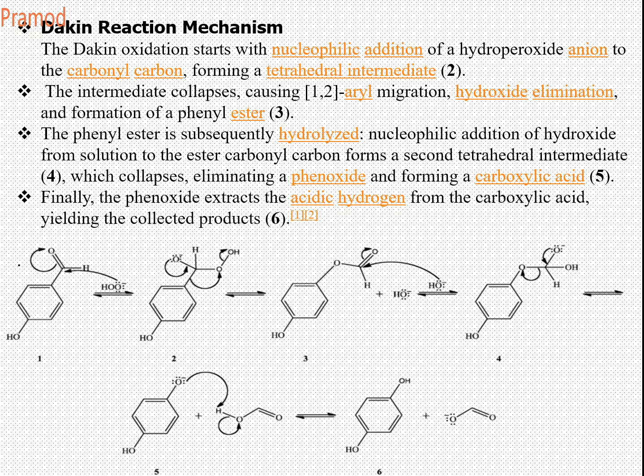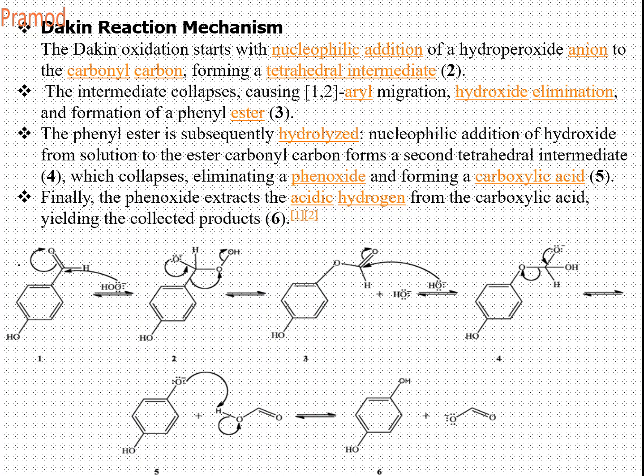The phenoxide ion, being basic in nature, abstracts a proton from the carboxylic acid, yielding the product, which in this case is a quinol. So this is how the reaction takes place. What is the first step in the Dakin reaction? The first step is attack of the hydroperoxide anion on the carbonyl carbon. This leads to a tetrahedral intermediate. This tetrahedral intermediate is unstable and collapses, which leads to 1,2 aryl migration.